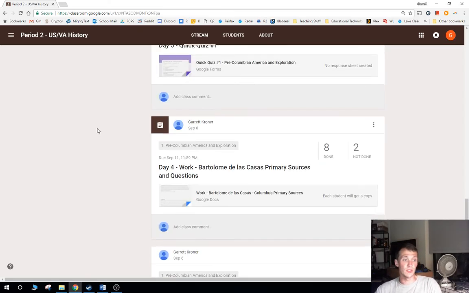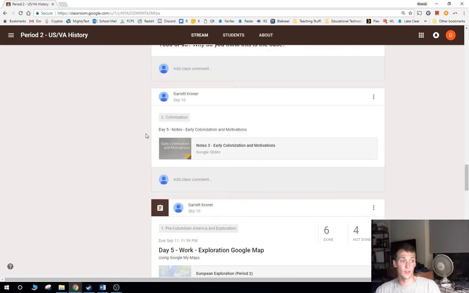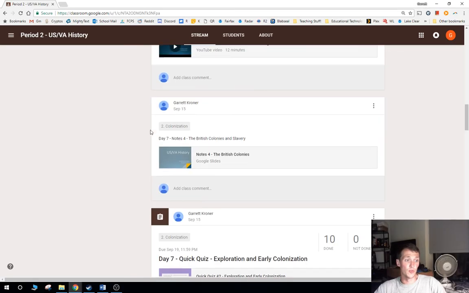What I'm going to say is that the majority and bulk of the test is going to come from notes 3, the early colonization and the motivations. You probably can see my cat right here. He just jumped up on my lap, so he might be jumping in and out of the frame at any point. So you have notes 3, which is in day 5, and then also notes 4 with the British colonies and the different sections that we're going to be addressing in this live stream.